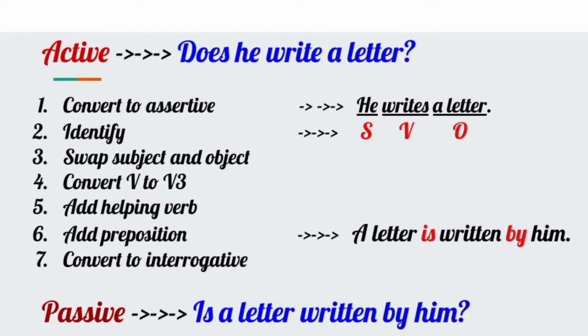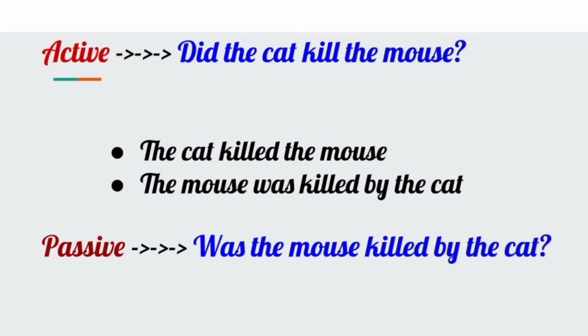Listen to some more examples. See the next sentence. Did the cat kill the mouse? It's an active question. So first we can convert this into assertive sentence. The cat killed the mouse. Then change it into passive form. The mouse was killed by the cat. Then we can change it into passive question. Was the mouse killed by the cat?